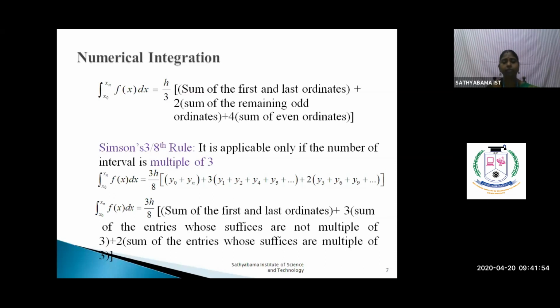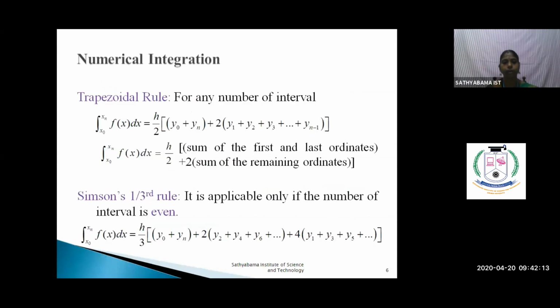Okay. Now, what's my Simpson's 3/8 rule? And when can I use the Simpson's 3/8 rule? If the number of intervals is a multiple of 3. If the number of intervals is a multiple of 3, then only I can use Simpson's 3/8 rule. So what is my number of intervals?